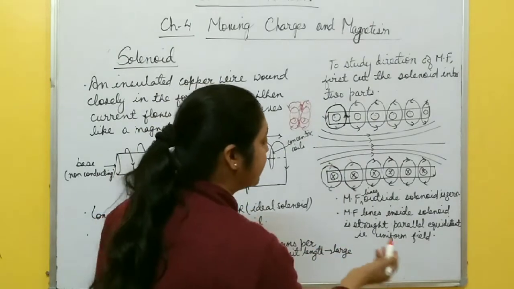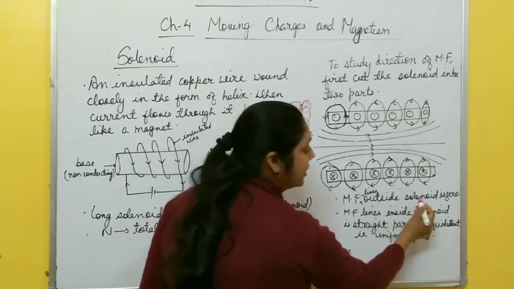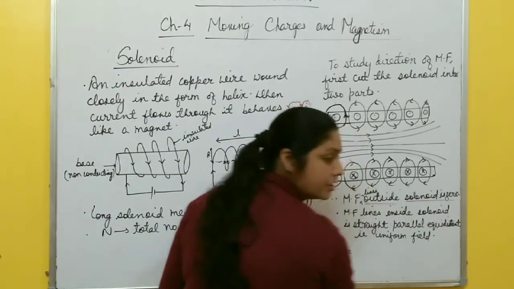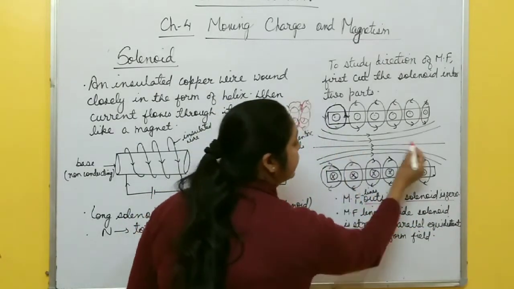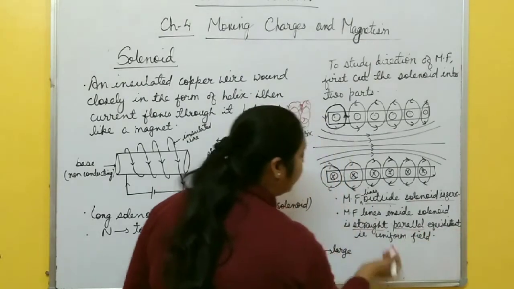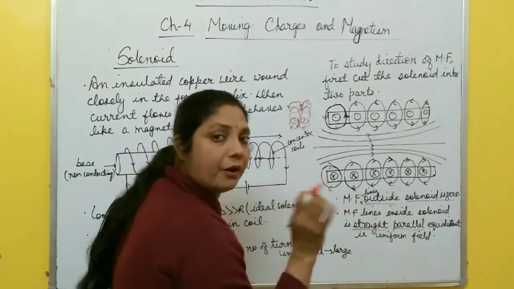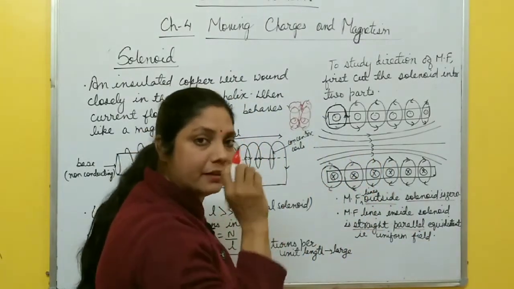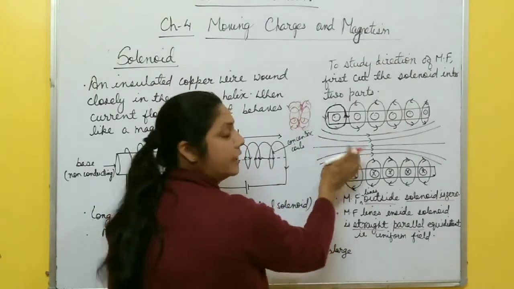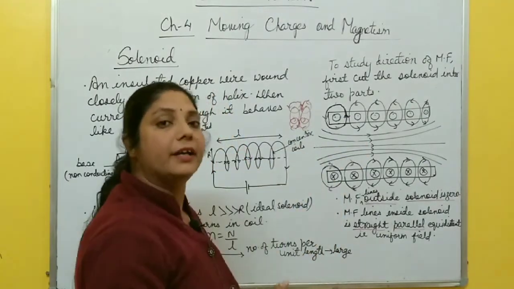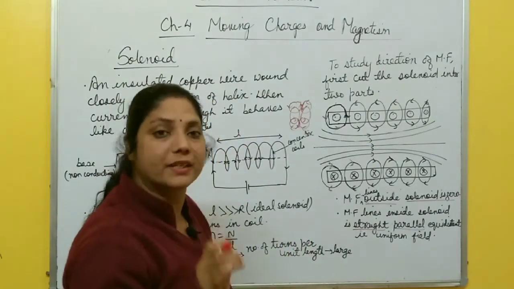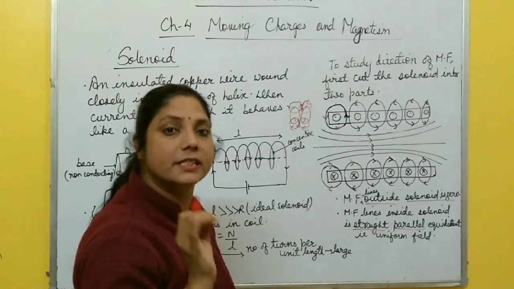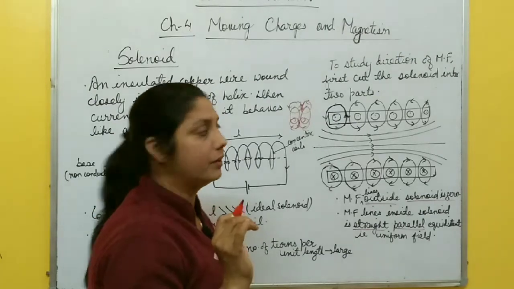So here some assumptions are there. The magnetic field outside the solenoid is 0. The magnetic field lines inside the solenoid are straight, parallel, equidistant. It means a uniform, constant magnetic field exists inside the solenoid. And you have to find the value of that magnetic field inside the solenoid using Ampere's Circuital Law. Is it clear?